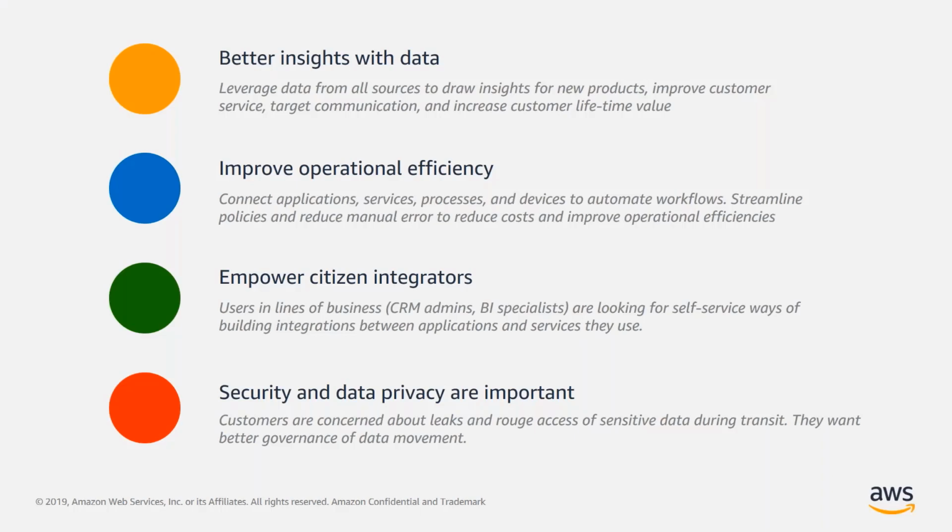Now, with integrations, you're basically moving data and events across different applications and services. So security and data privacy were very important requirements from our customers. They are concerned about data leaks. They are concerned about access of this data by unauthorized users. So they want better governance of data movement. They want the data transfer to be secure. And they also want data transfers to not expose the data to public internet. So they wanted to limit this data transfer so that it stays within trusted network boundaries.